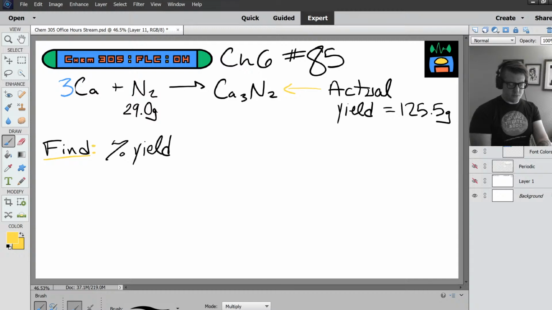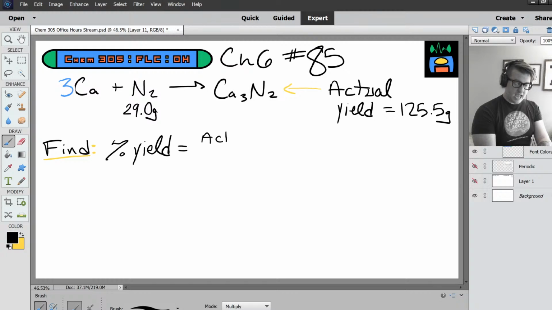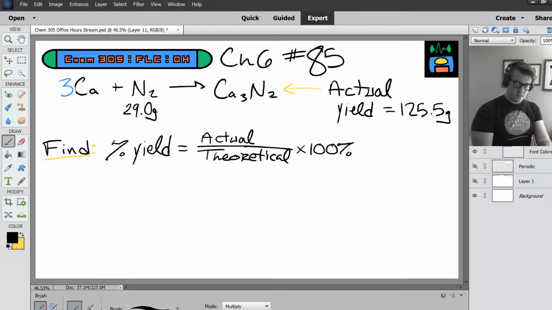And this is all of our given information up above. There's one last piece of information we'll need to solve this, though. We need to know what the equation for percent yield is, and it is the ratio of the actual yield divided by the theoretical, multiplied by 100. We have our actual yield. In order to find our percent yield, we are going to need to determine our theoretical yield, because they don't give us the theoretical yield.